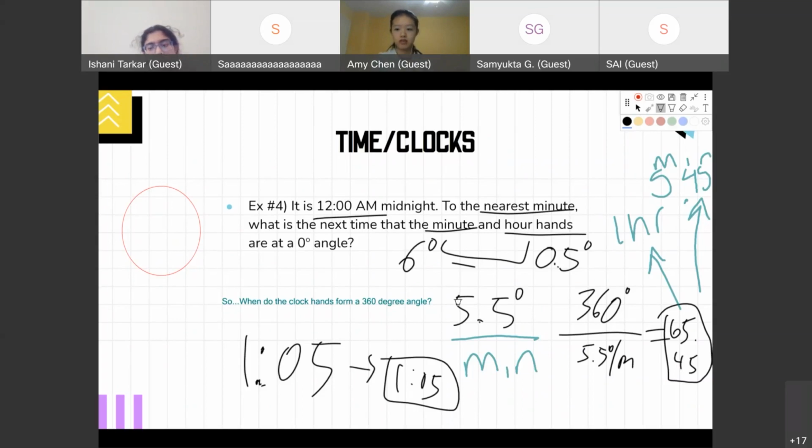And we divided 360 by that because we want to find the time when the gap between these two clock hands is 360 degrees, because that's when they're at a 0 degree angle again. So 360 degrees divided by 5.5 degrees per minute tells us the number of minutes it's going to take for them to meet up again. Okay. Any other questions?